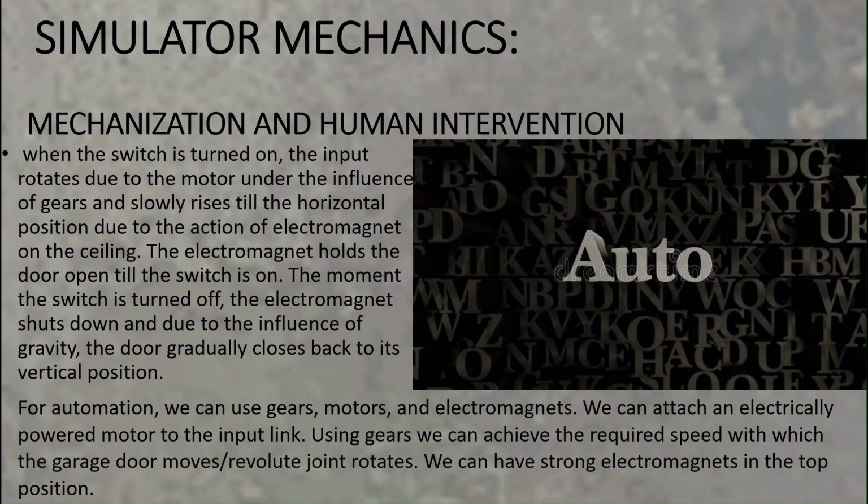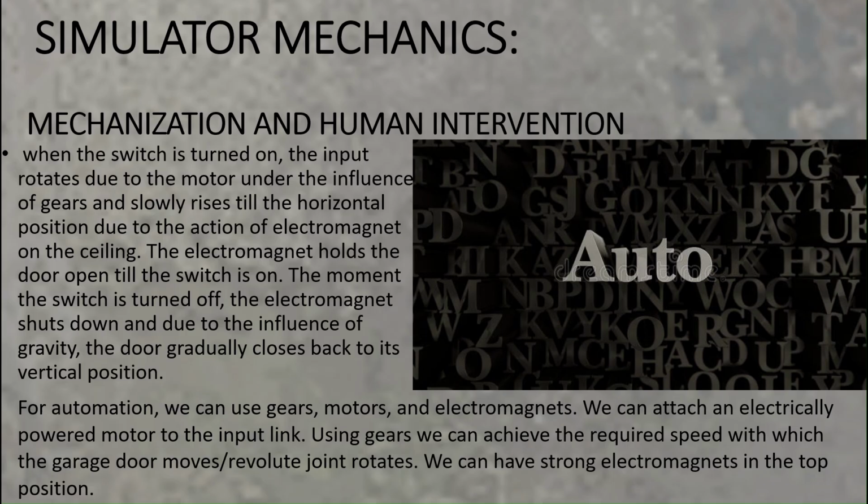For automation, we can use gears, motors, and electromagnets. We can attach an electrically powered motor to the input link. Using gears, we can achieve the required speed with which the garage door moves or the revolute joint rotates. We can have strong electromagnets in the top position.